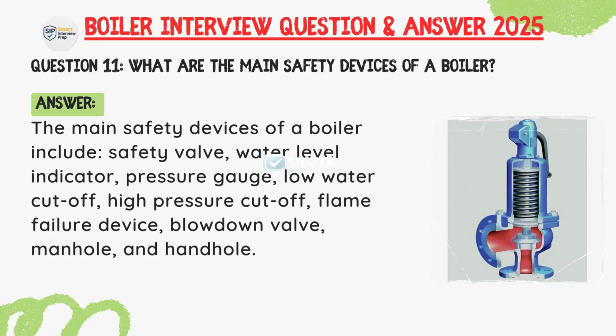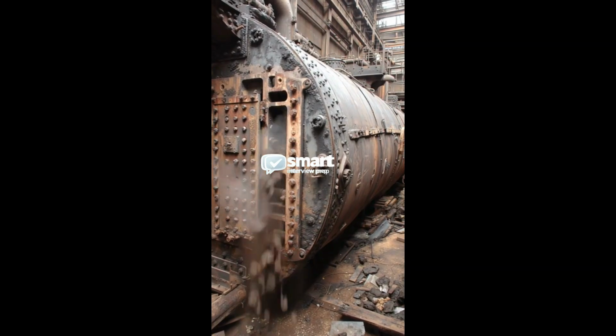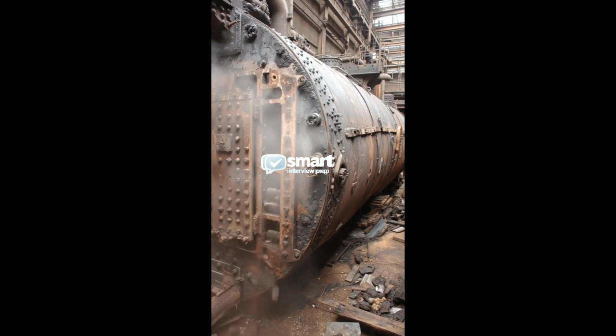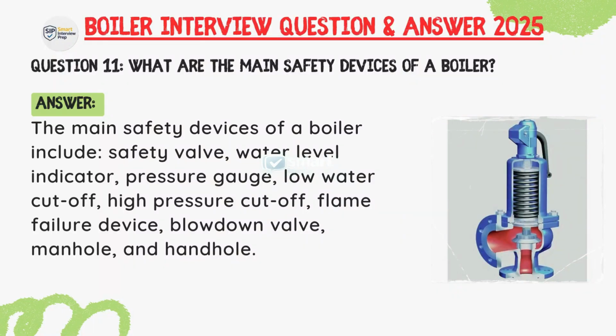Question: What are the main safety devices of a boiler? Answer: The main safety devices of a boiler include safety valve, water level indicator, pressure gauge, low water cutoff, high pressure cutoff, flame failure device, blowdown valve, manhole and handhole.